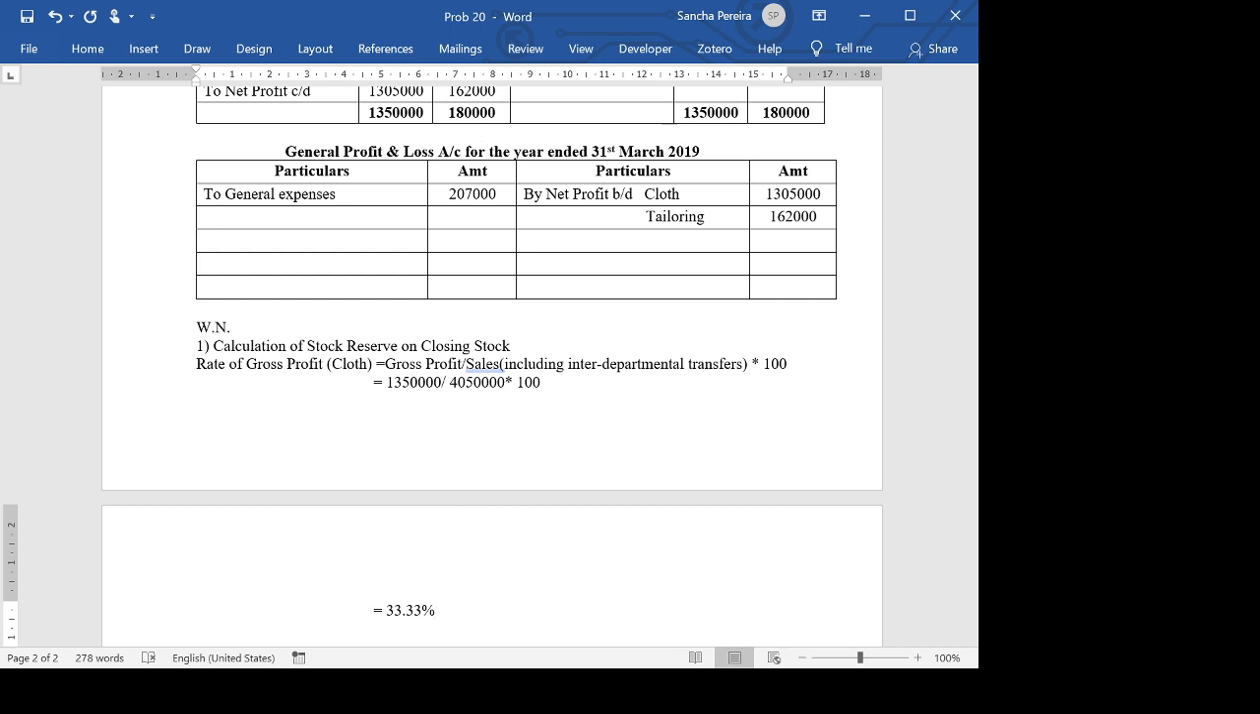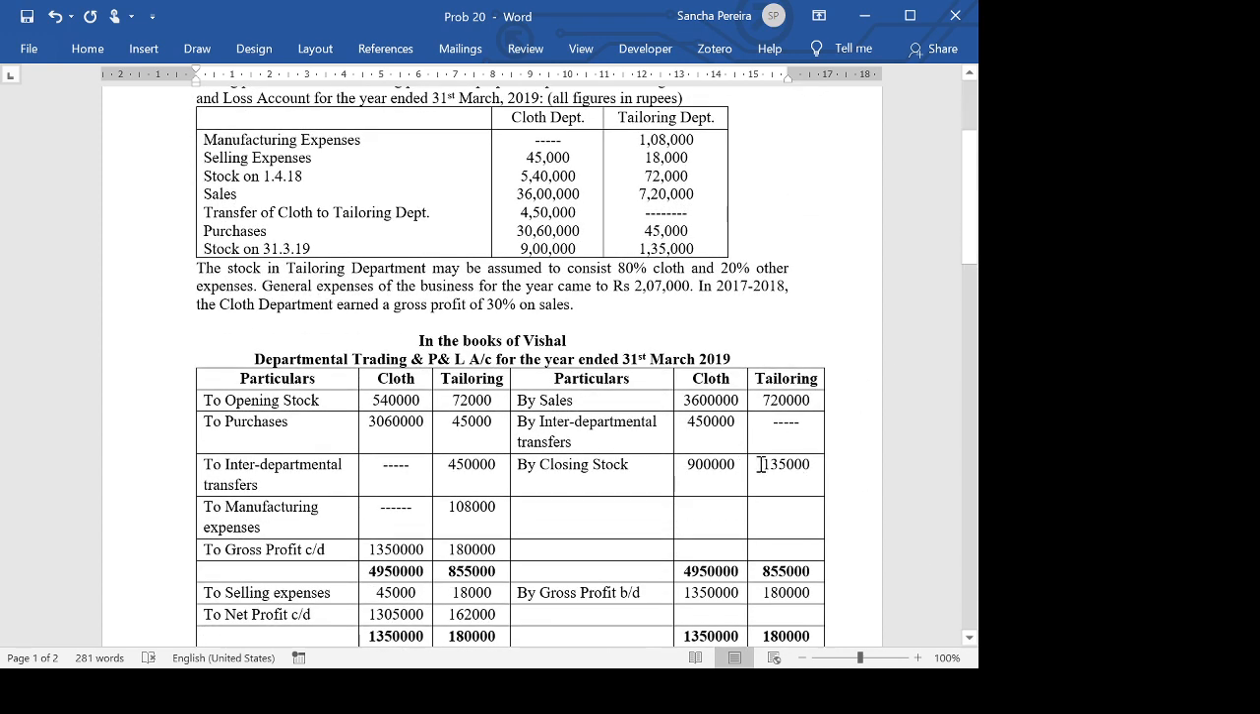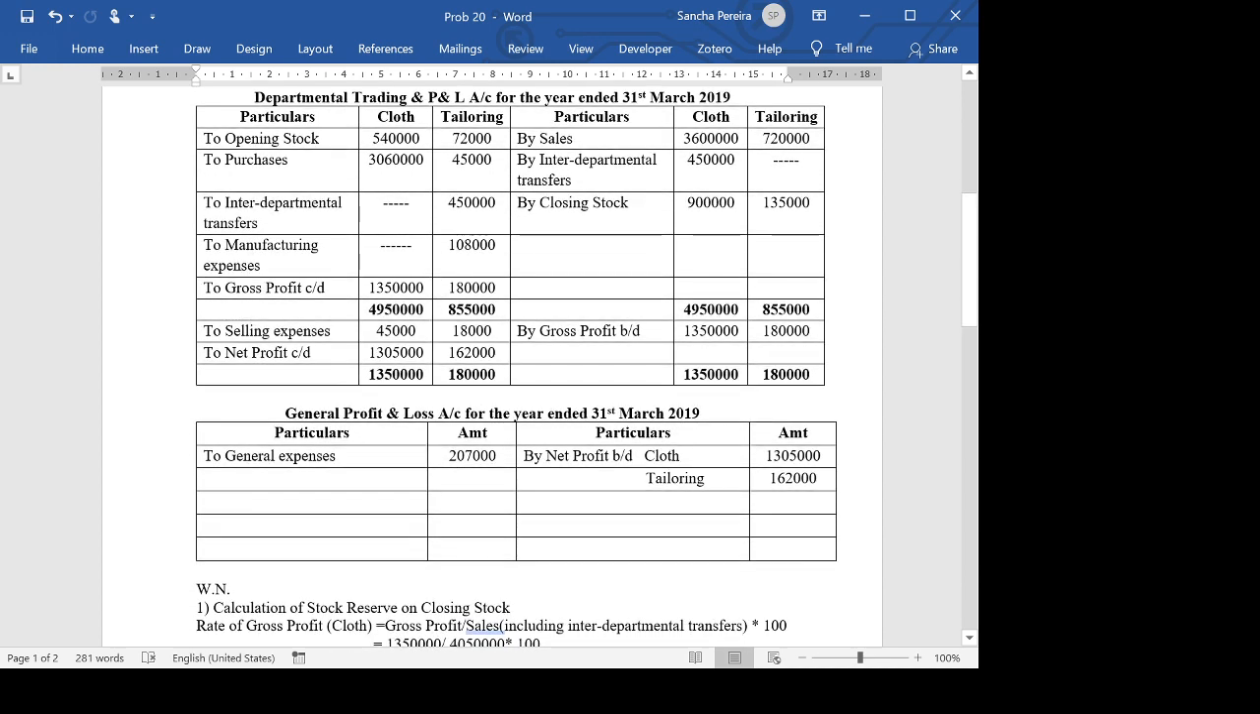33.33%. Okay. Next, we calculate the stock reserve. Now, stock reserve will be easy to calculate. Stock reserve on the closing stock of the receiving department. Now, the receiving department is the tailoring department. This is the total stock that the tailoring department has. Now, the entire stock has not come from cloth, because they've had their purchases, they've had the opening stock plus the interdepartmental transfer, so we cannot assume that the entire stock has come from cloth.